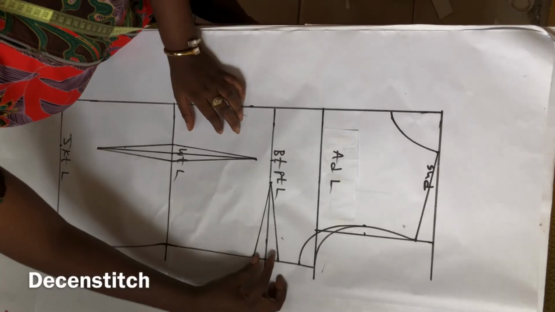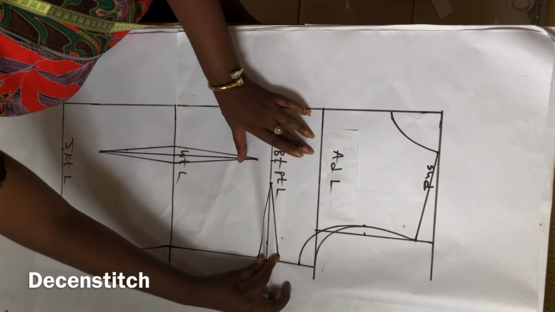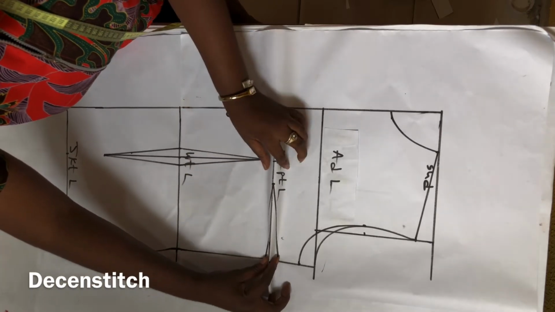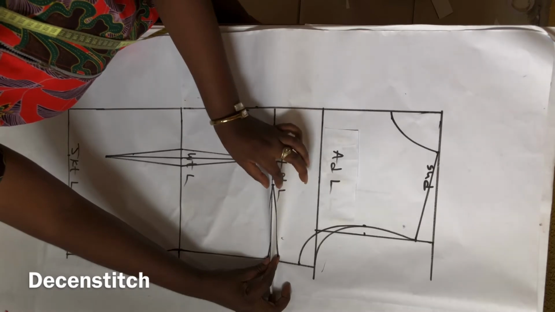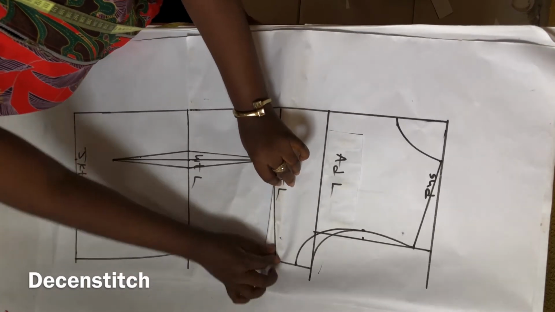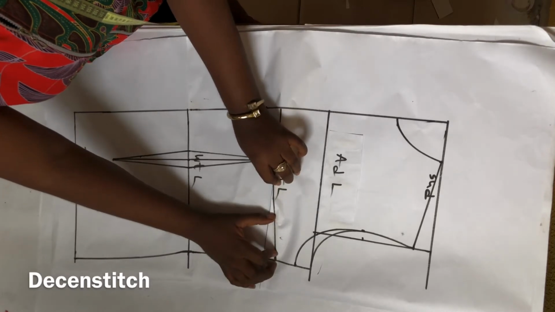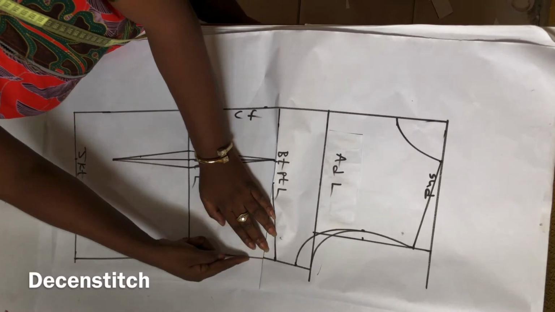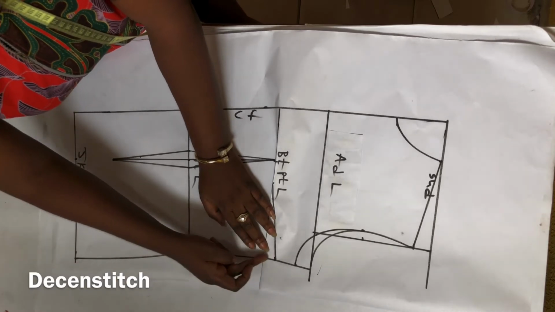Next thing, I'm going to pick the bust point length line, which is the middle of my darts. I'm going to pick it, hold it at the beginning of the dart and bend it this way. My line here is okay. It's going to meet with this.